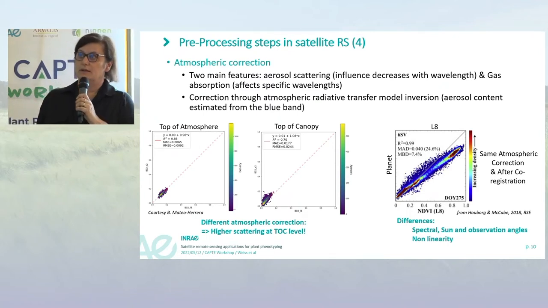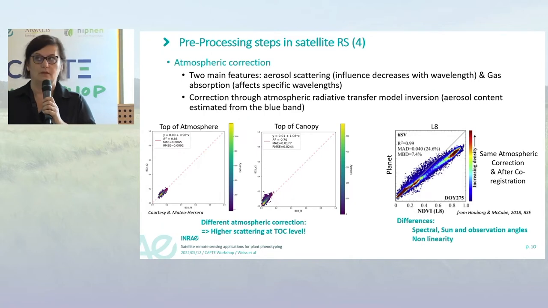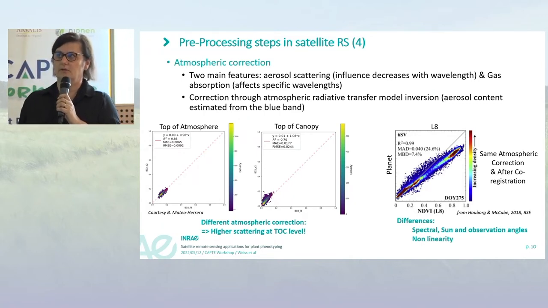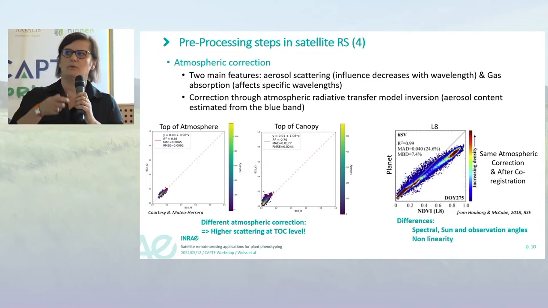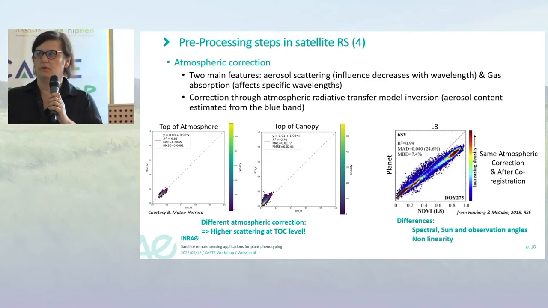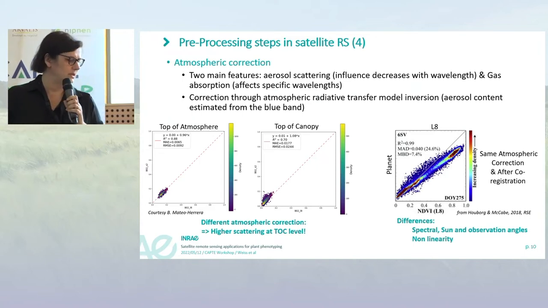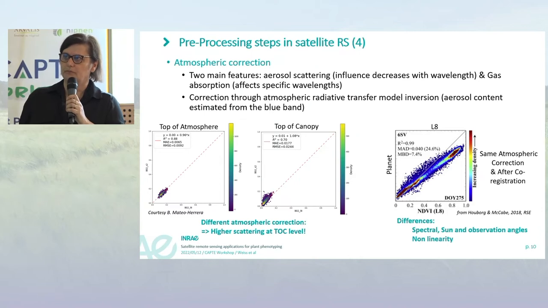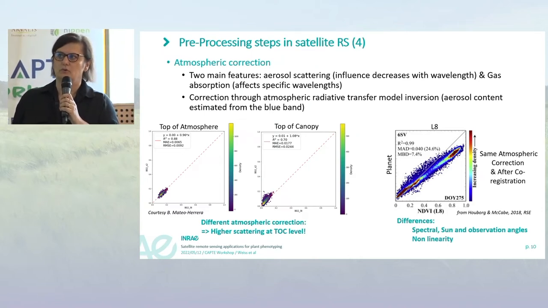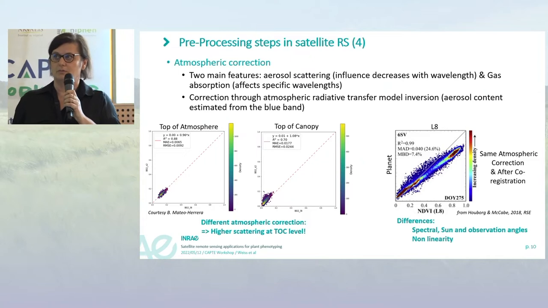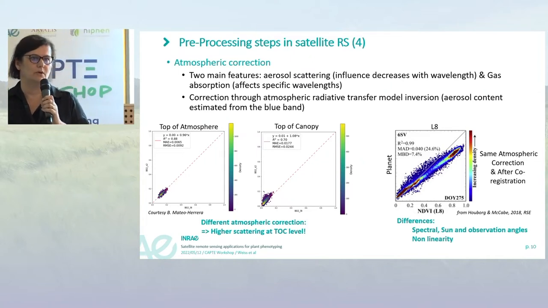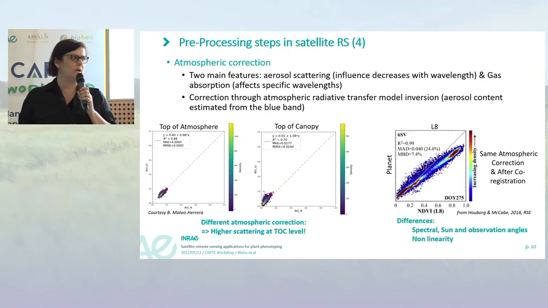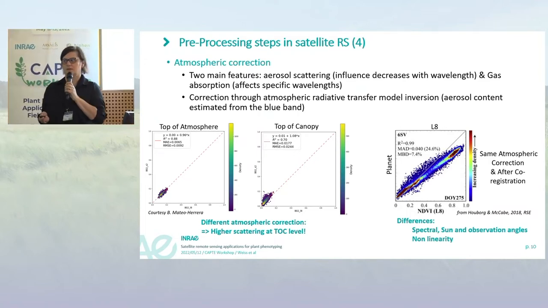You can see here also a comparison between Sentinel-2 and Landsat-8. This is for the same day and the same data set as before, a number of crops, around 420 sites and 1 year of data. You can see that you have quite a good correlation. But when you do the atmospheric correction and look at the top of canopy level, you actually degrade your correlation. This is due to the fact that the two satellites are using different algorithms. So it's very important to harmonize the way you process your data to get a consistent time series.